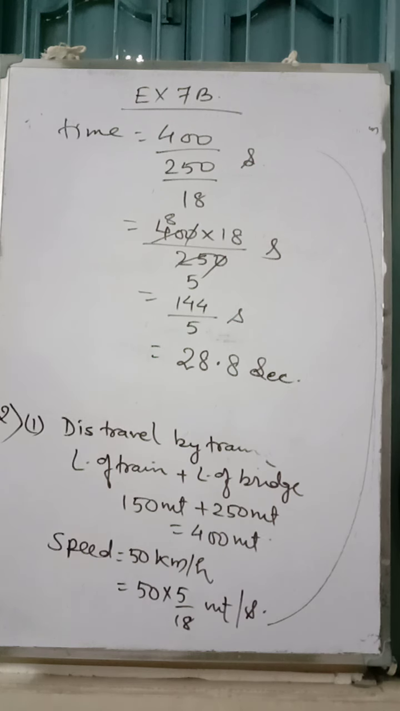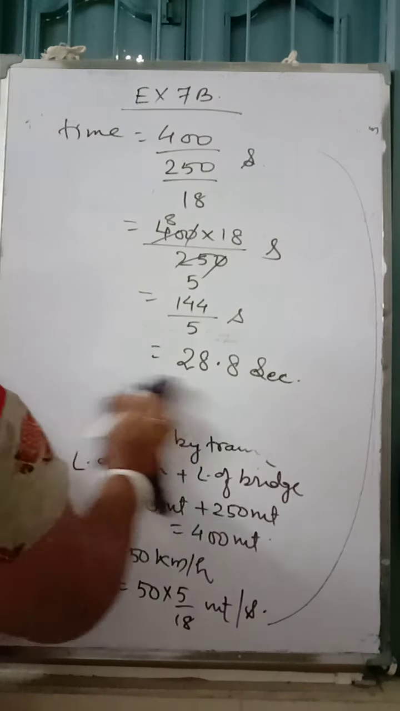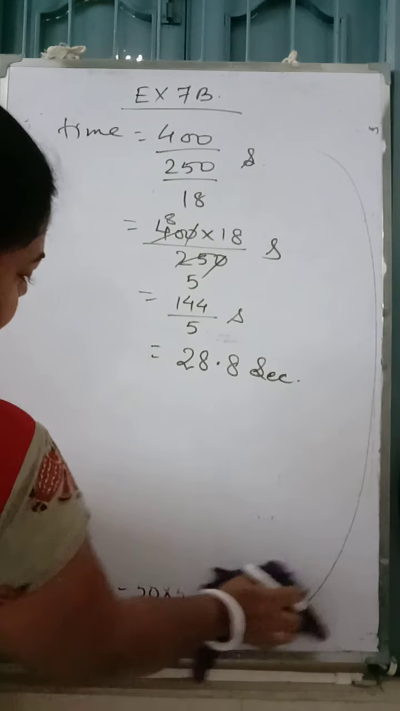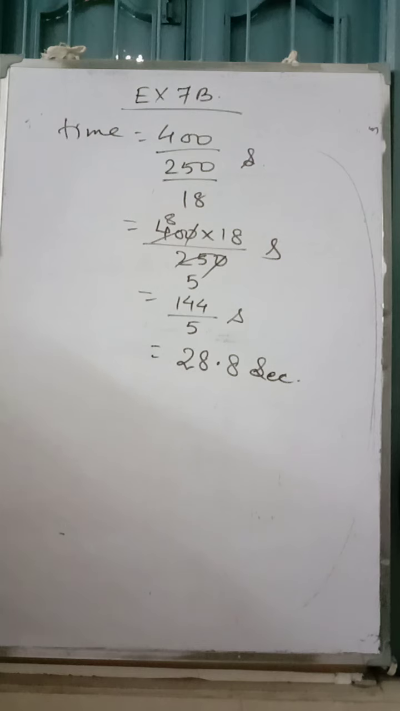Now question number 3: a train crosses a 200 meter platform in 5 seconds, while another train takes 12 seconds to cross the same platform. If both the trains are of length 100 meter, find the ratio of their speed. In both the cases we have to find the speed, then their ratio.